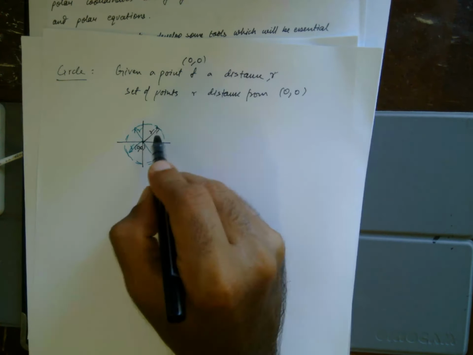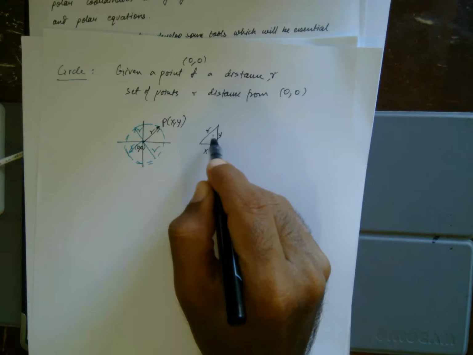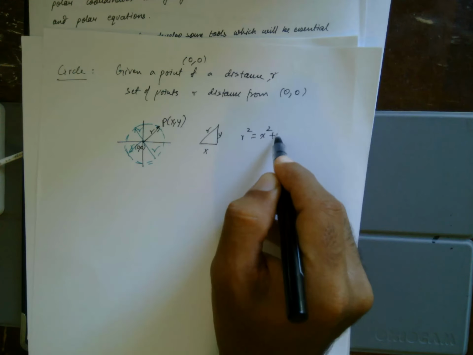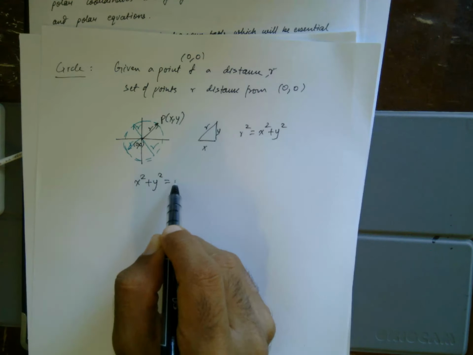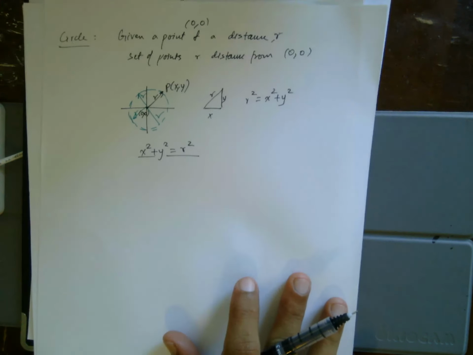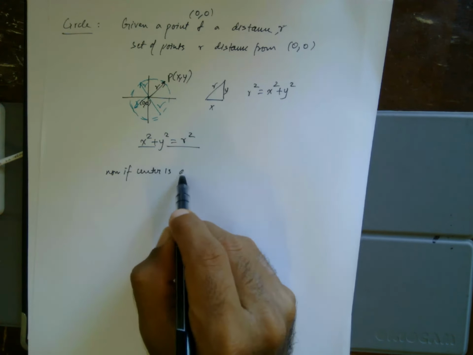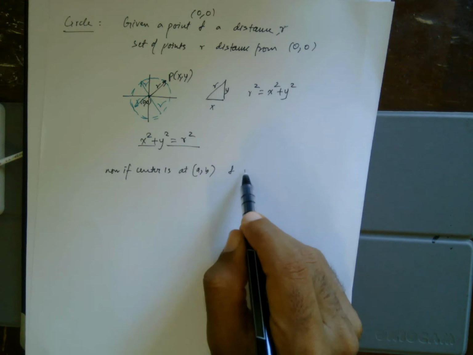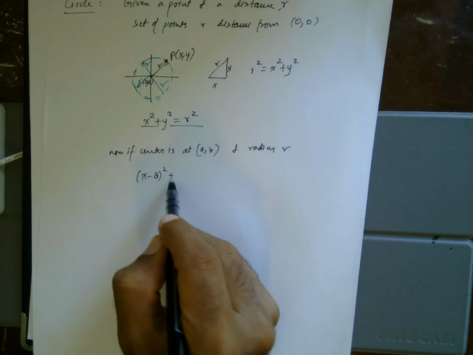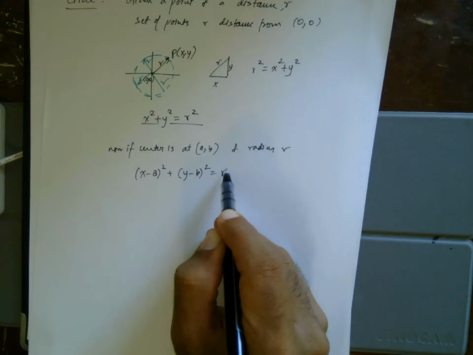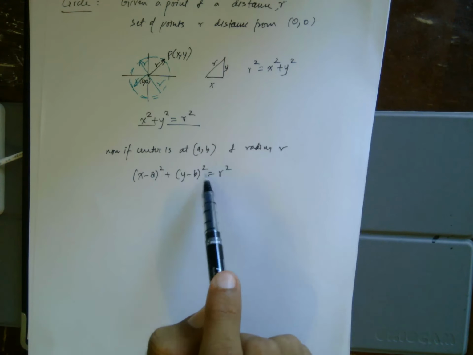To find the equation of this, if you take this point to be x, y, and you have a right angle triangle, you get this relation r squared equals x squared plus y squared. If you write it the other way around, you get the equation of a circle, which is x squared plus y squared equals r squared. Now, if the center is at a comma b and the radius is r, then this changes to x minus a squared plus y minus b squared equals r squared. If you compare this equation, when you make a, b both 0, then you get this back.